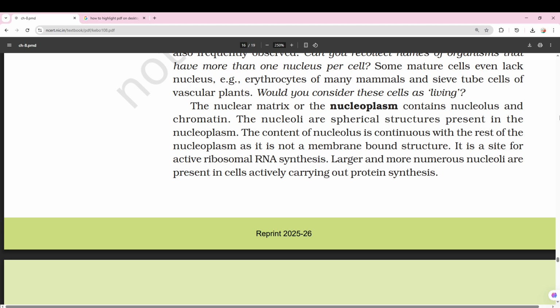Absolutely yes, because they are functioning right now and they are cells. And as already shown, if there is one cell present, that is considered as living.